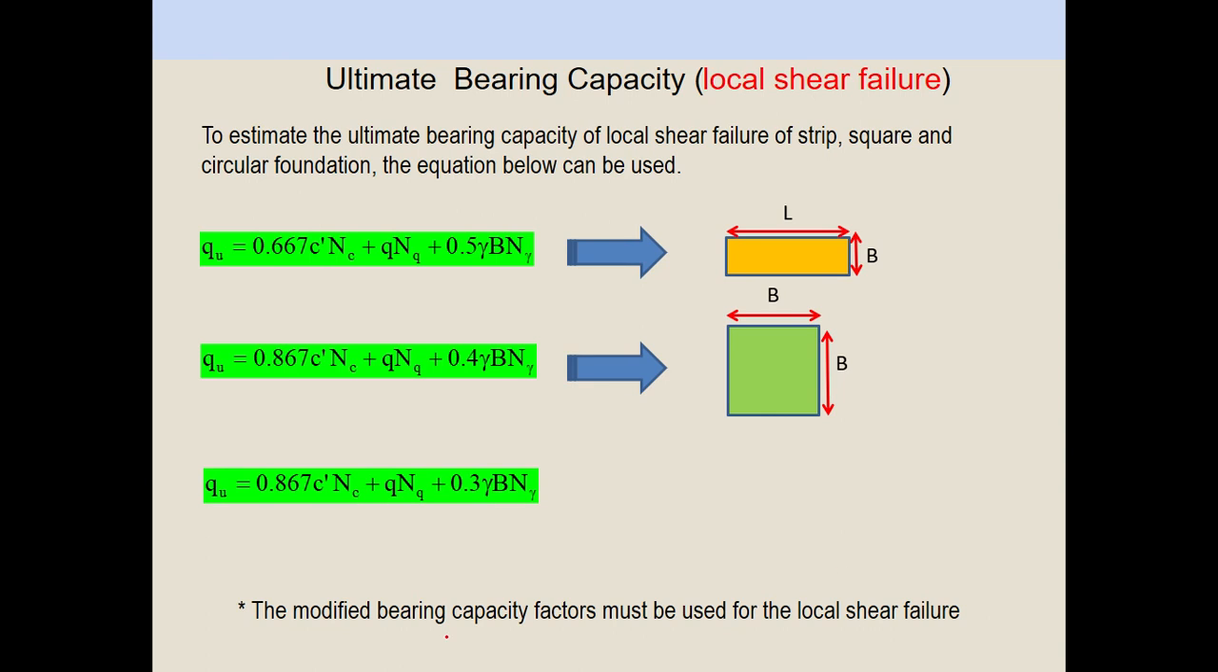Alright, so you have to modify the equation from the general shear failure. For local shear failure, for the strip footing, you have to use this equation. For square footing, you have to use this equation. And for circular foundation, you have to use this equation, for the local shear failure mode.